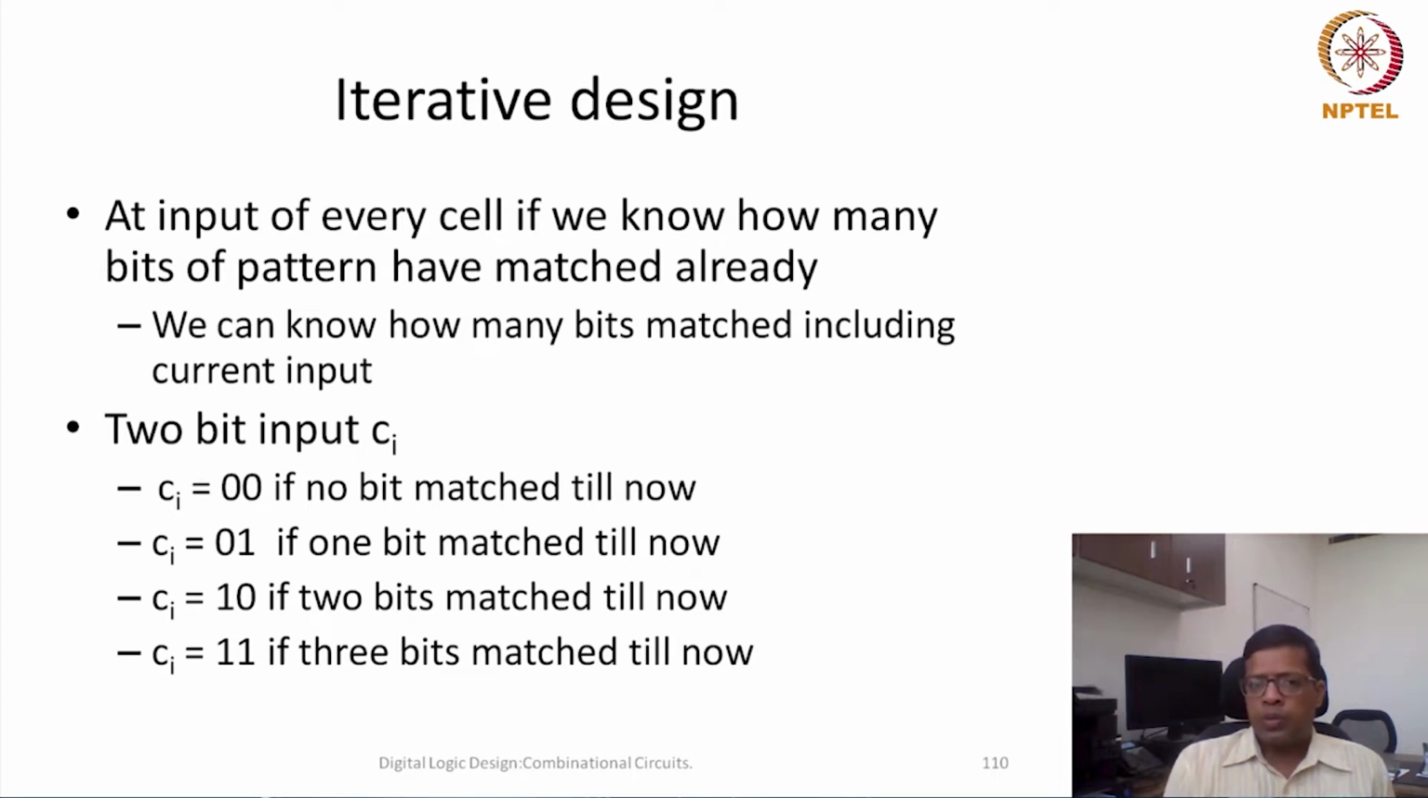Here we can also say generically that if my pattern has n bits, an n-bit pattern to be matched, then the number of bits in Ci would be equal to log n of the base 2.